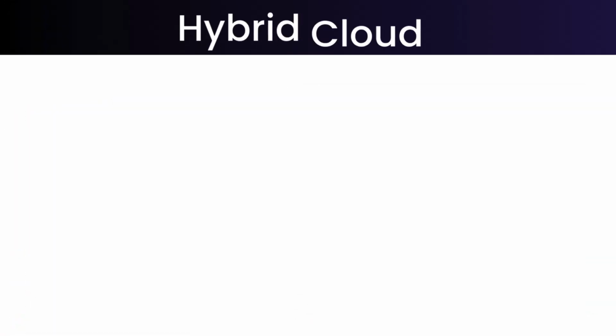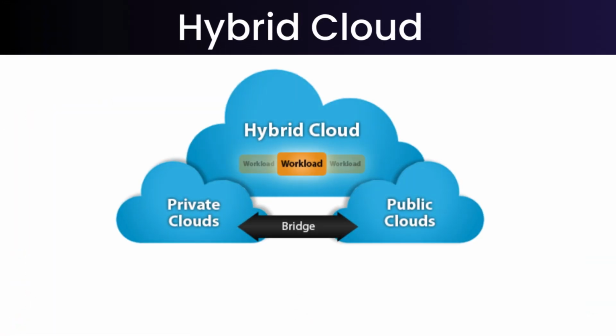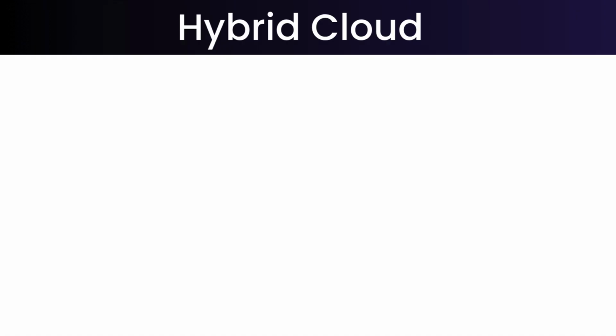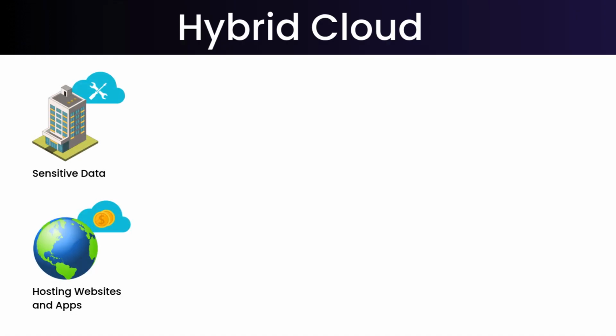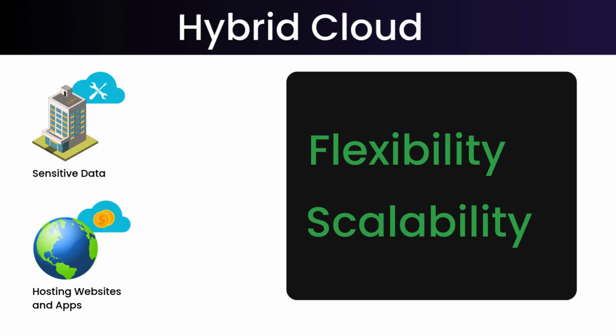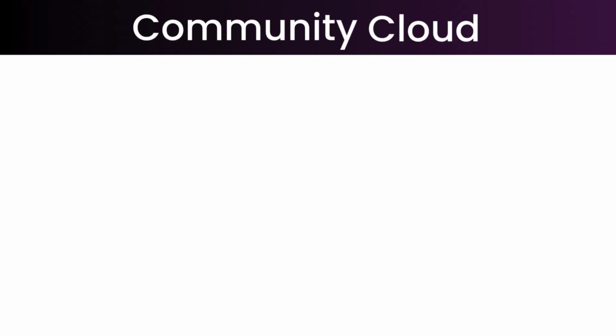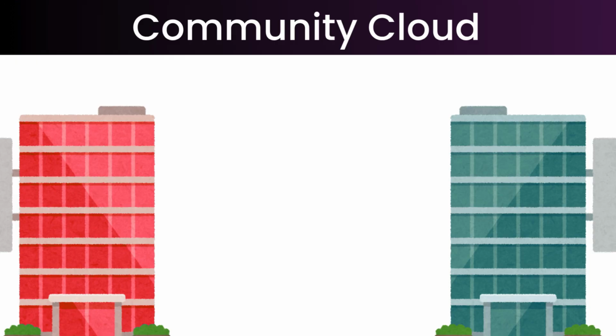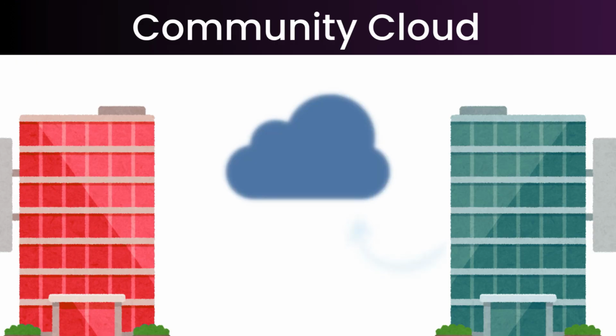Then comes the hybrid cloud, which is a combination of both public and private cloud. Organizations use private cloud for sensitive data and public cloud for less critical workloads. This setup provides flexibility. You can keep control where needed and still benefit from the scalability of the public cloud. For example, a company might store confidential customer data in a private cloud while running its website on a public cloud.